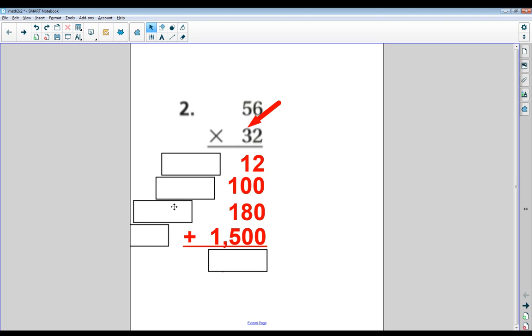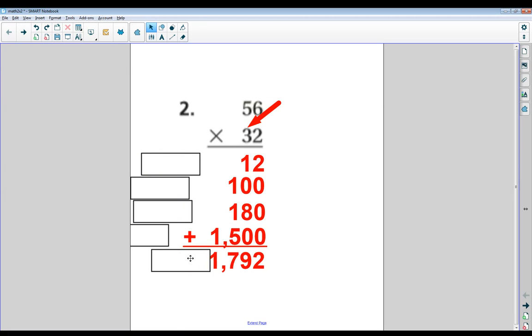Now, adding up all of those four partial products will give you a complete product and total answer of 1,792.